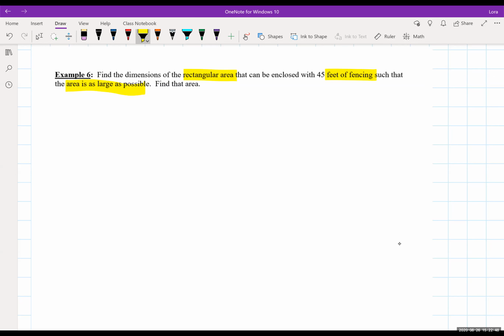So a lot of times what I'd like to consider for myself is I have to ask myself, what am I optimizing? So usually the words of the problem are going to help us out. So what are we trying to optimize? It's talking about area as large as possible. So it looks like we're going to maximize the area. So a little note to myself, or to us, actually. We want to maximize the area.